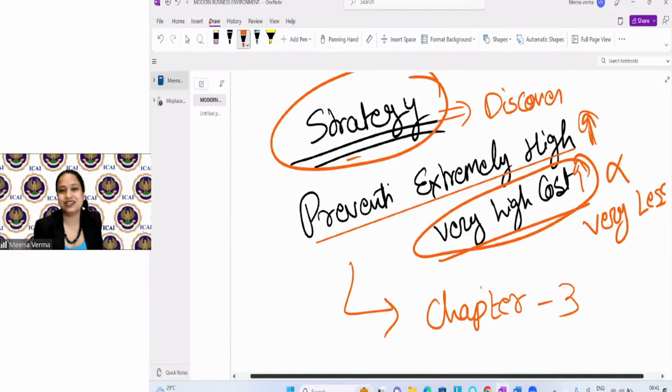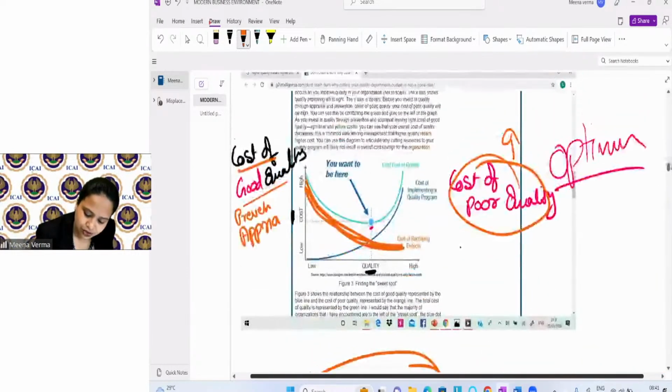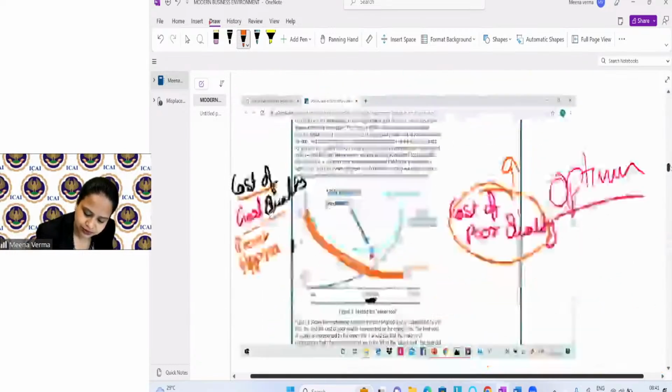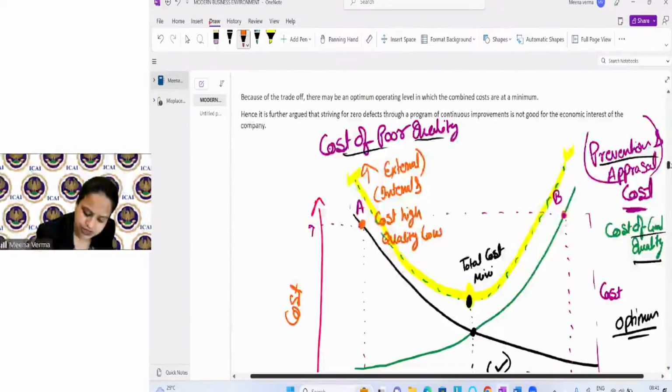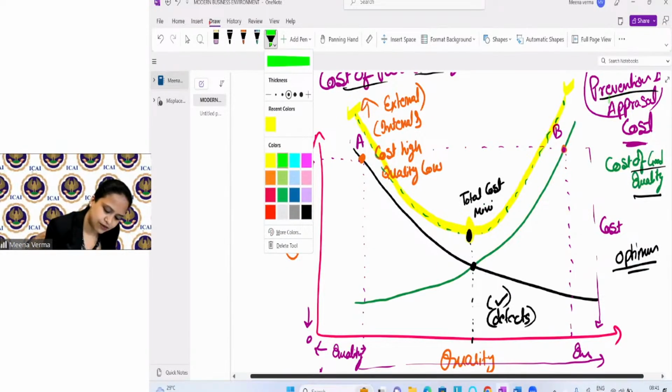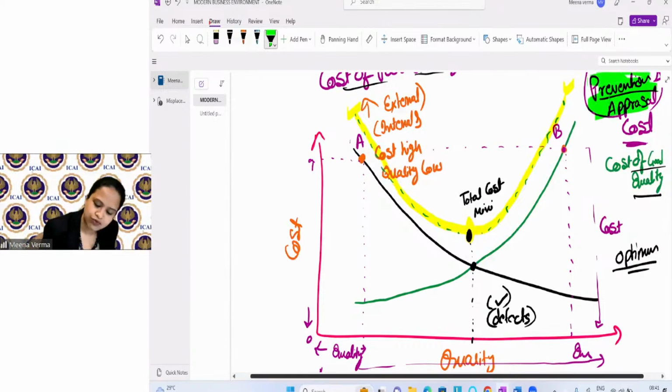Right? You are not even incurring high cost. We will learn it in chapter 3. This is also possible. But here what we have learned, if you want to incur high prevention, if you see this graph, for high prevention, if the company wants to have high prevention, what will happen? Company needs to incur high cost, right?